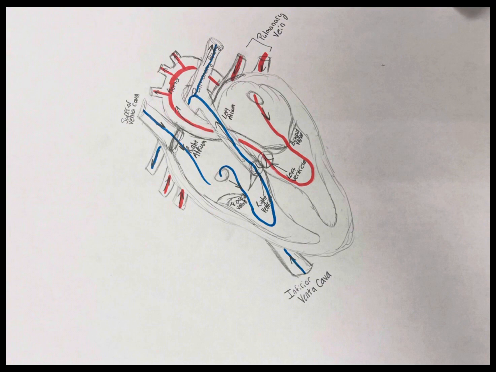The pathway of blood through the heart includes several key structures. Deoxygenated blood that is low in oxygen returns to the heart through two large veins: the superior vena cava, which carries blood from the upper body, and the inferior vena cava, which carries blood from the lower body. This deoxygenated blood enters the right atrium.